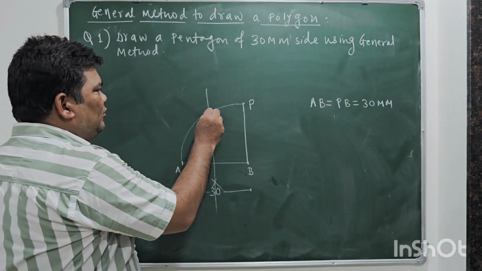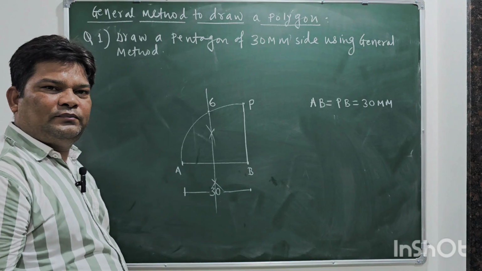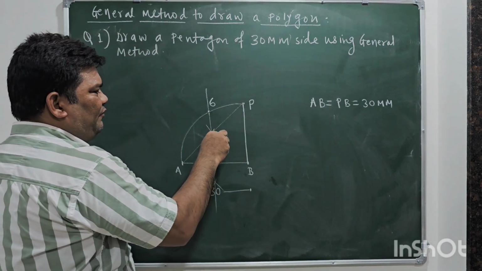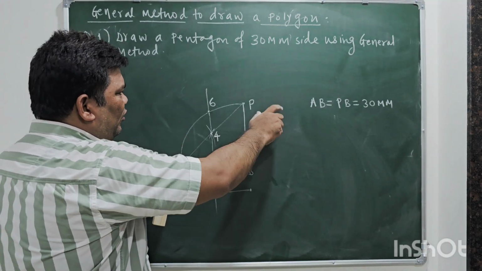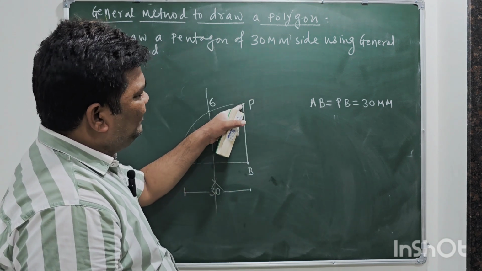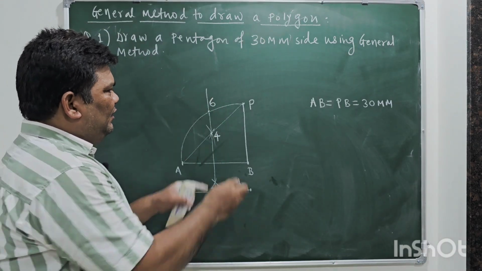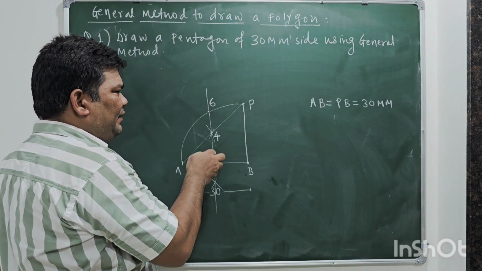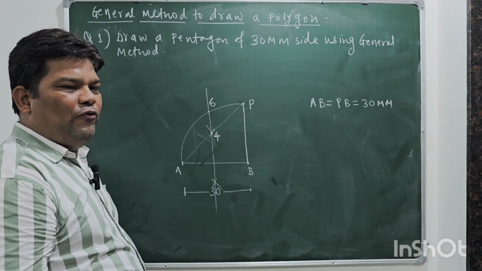So the arc will cut the perpendicular projector at point 6. After that, join the line AP. It will cut somewhere; this point will be 4. What you have to do is take the distance BA in a compass, and draw an arc up to the perpendicular projector drawn from point P. The arc will intersect the perpendicular projector and you have to mention this point as 6. After that, join the line AP. It will intersect the perpendicular projector at point 4.